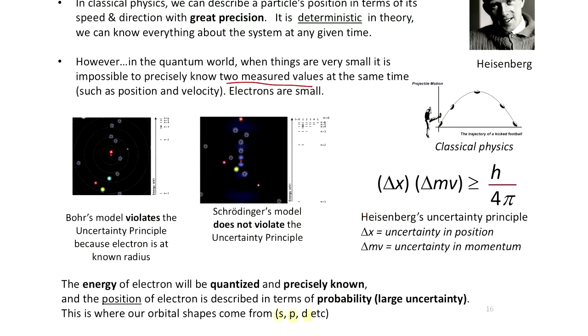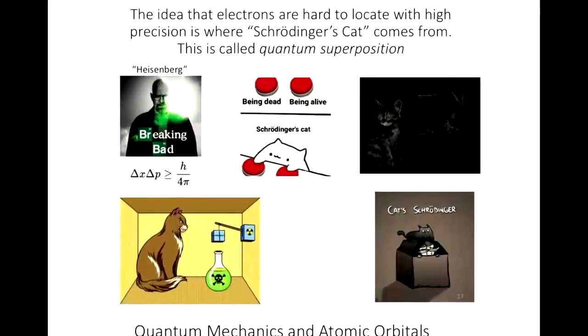And so this is the uncertainty principle, right? Uncertainty in x times the uncertainty in velocity has to be at least some minimum, which is related to Planck's constant. All right, okay, so yeah. The idea that electrons are very hard to locate with high precision is where Schrodinger's cat comes from.